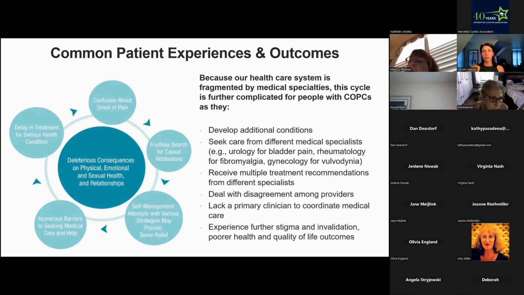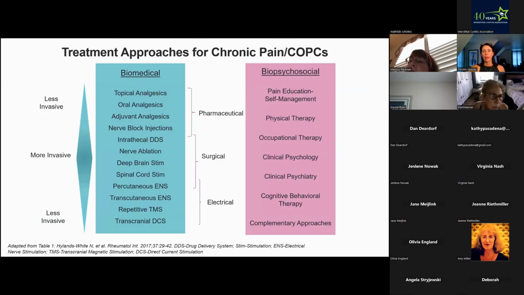quality of life outcomes. So we know that there's a lot of treatment approaches for chronic pain and for chronic overlapping pain conditions. Where we're lacking is in data to say who is going to benefit from which treatment at what time, at what risk, and at what cost. But this is just a general slide that breaks out the different types of treatments that are available for chronic pain in general and chronic overlapping pain conditions in specific that range from less invasive to more invasive.